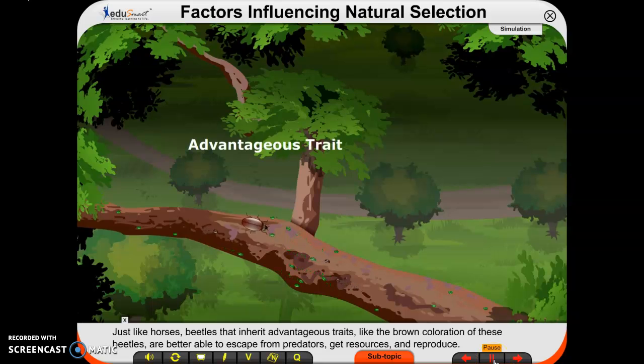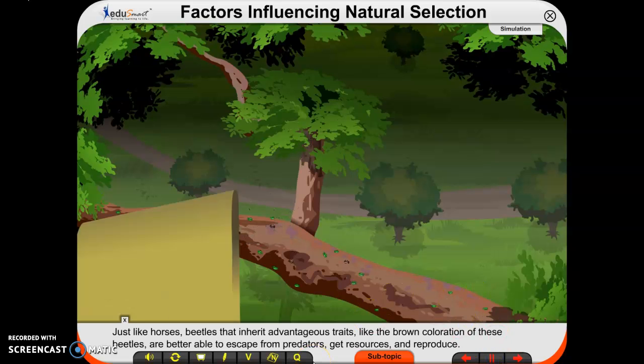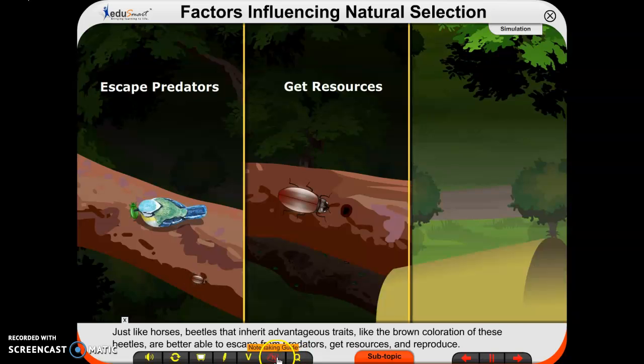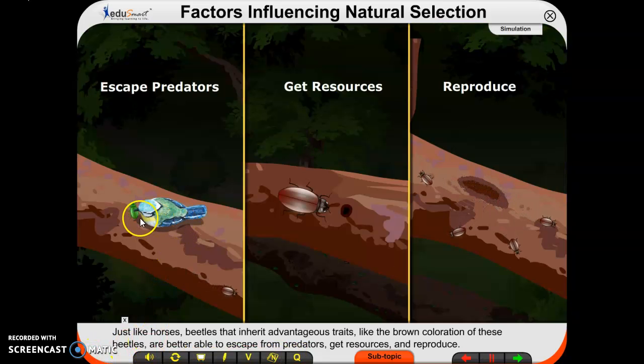So just like horses, beetles that inherit advantageous traits, like the brown coloration of these beetles, are better able to escape from predators. They're able to get resources and they're able to reproduce. So the variations in these beetles, as you can see, some of them are brown, some of them are green. Well, their environment is brown. Therefore, the brown beetle has an advantageous trait because it's brown and it's able to camouflage with the tree. It's able to evade predators. It's harder to see a brown beetle than it is to see a bright green beetle.